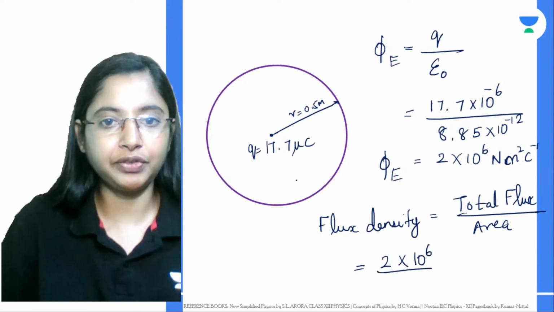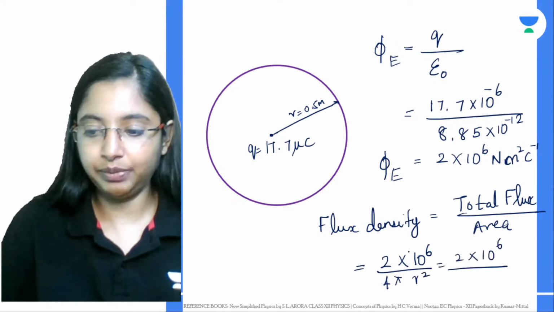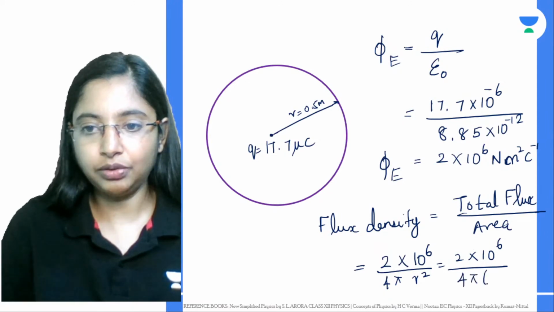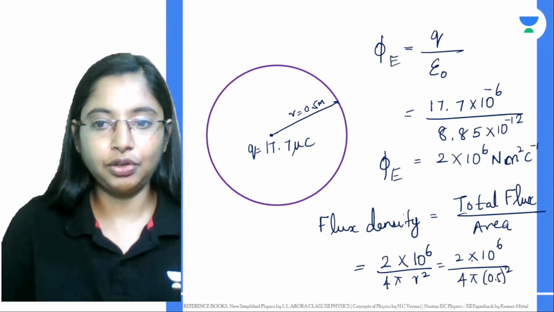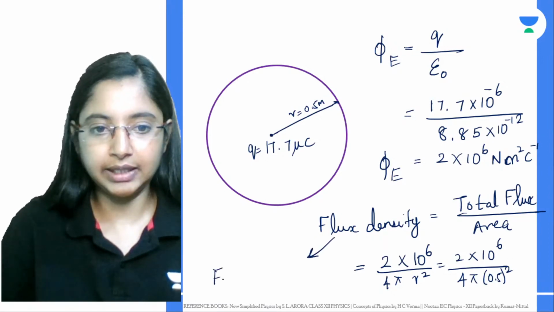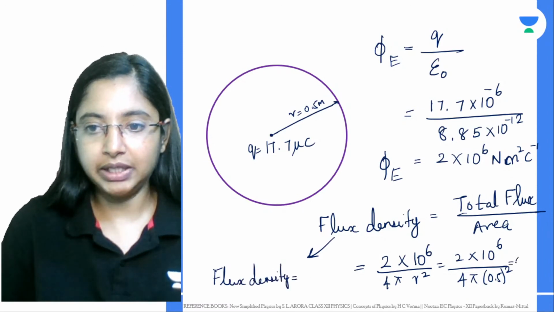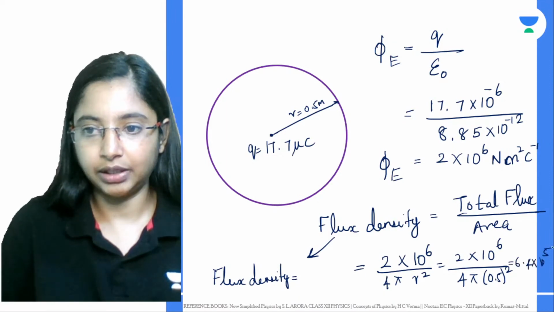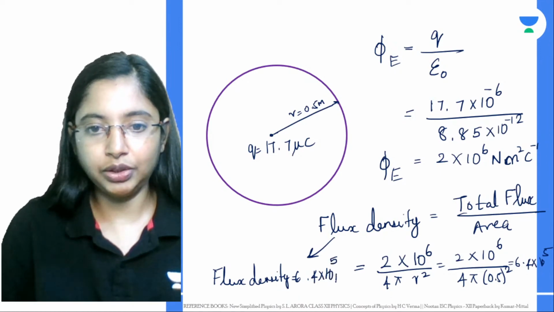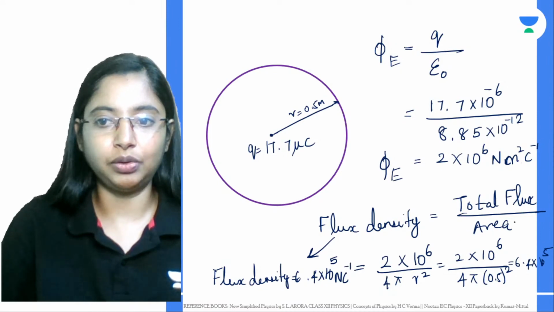What is the area of the sphere? Area of the sphere is 4 pi R square. What is R over here? R is 0.5 meters, so this will be 4 pi into 0.5 square. If you solve this, you will find the flux density to be 6.4 into 10 to the power of 5. What is the unit? It will be Newton per Coulomb, because it's flux per area, so meter square gets cancelled.